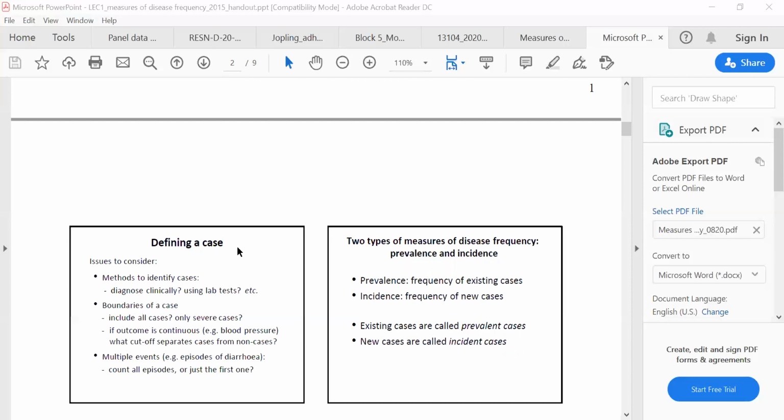So it is very critical and very important to have a clear definition of your outcome, or your definition of your case. So what are some of the issues which you need to consider when you are defining your case? The first one is the methods to identify your case.